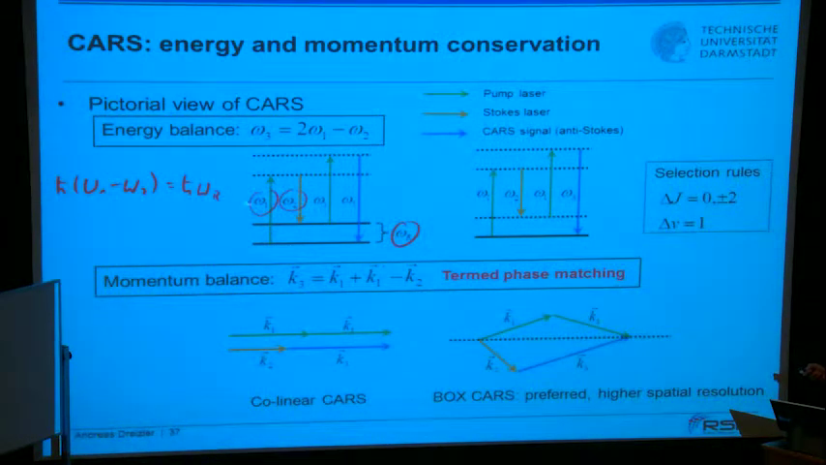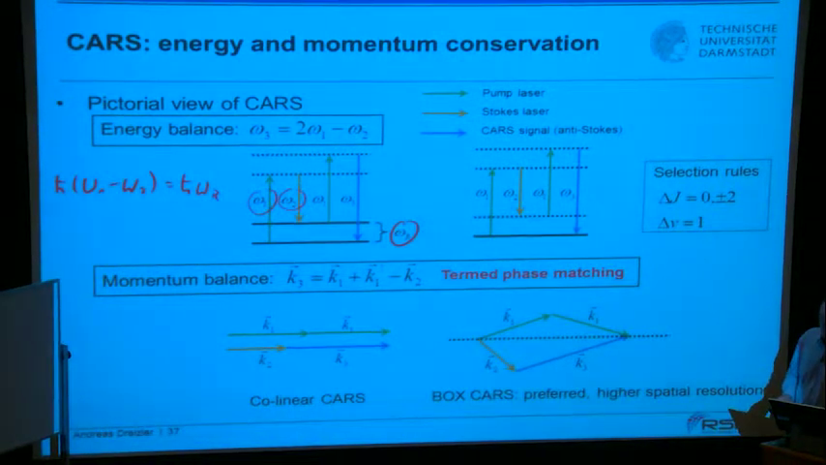And this process is then very efficient only if you really have omega 1 minus omega 2 hitting this resonance. If this is detuned and you do not hit a resonance shown by this dashed line, then this process is extremely weak. You can say it is in the noise floor. So only if this difference hits a Raman allowed transition, you do observe later on this CARS photon omega 3. So this is, first of all, a brief explanation of what is happening in terms of energy.